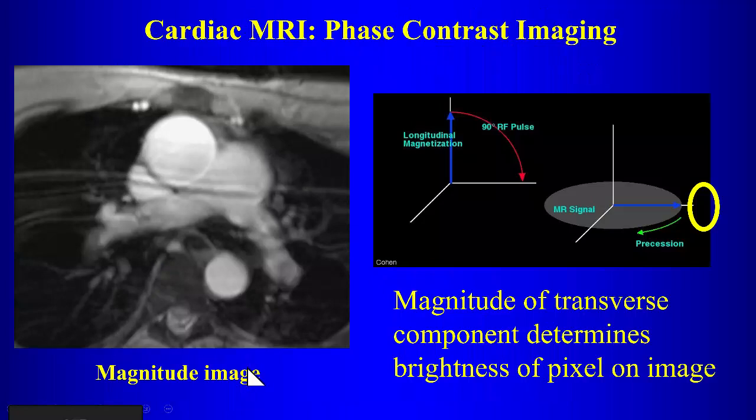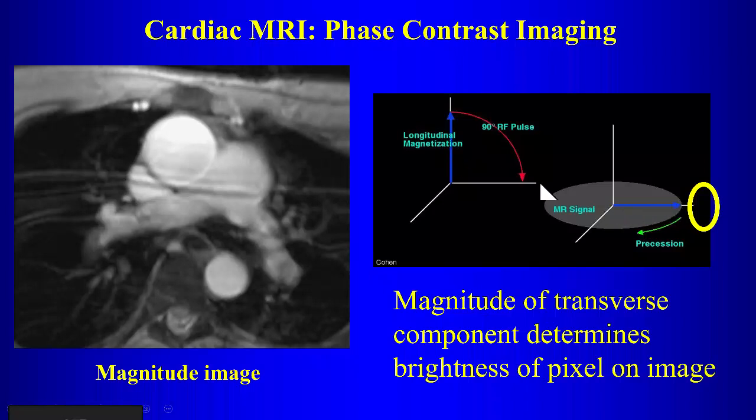Okay, now let's talk about something a little different. Phase contrast imaging. What does this mean? So far, when we're looking at images, we're looking at the anatomy, right? So these are called magnitude images. So what does that mean, magnitude image? It means that the brightness of the pixels that you see here, or the voxels, the brightness that is represented here on the image has to do with the length of the vector here in the transverse plane.